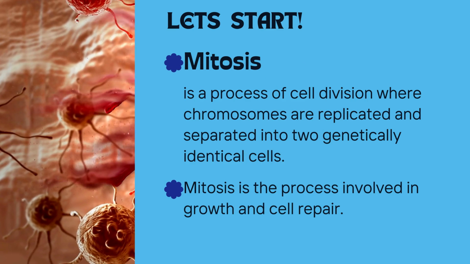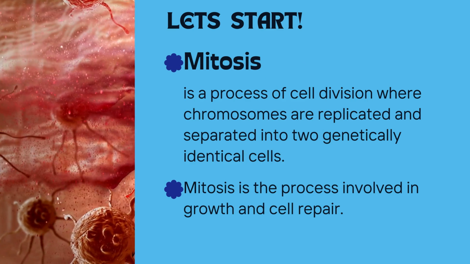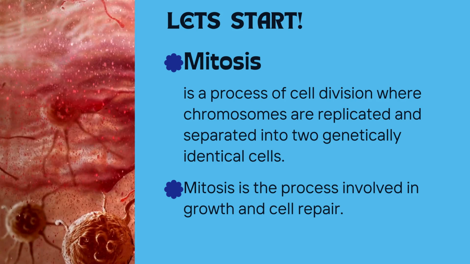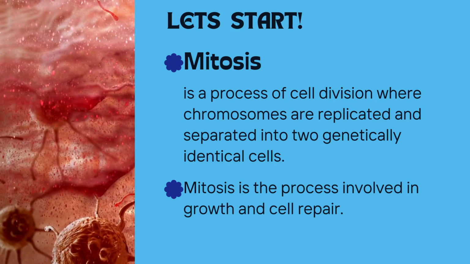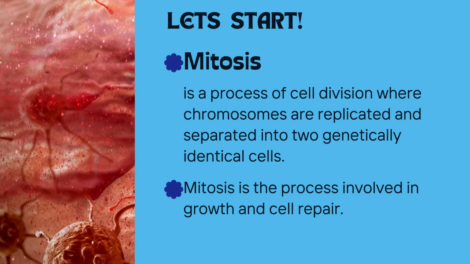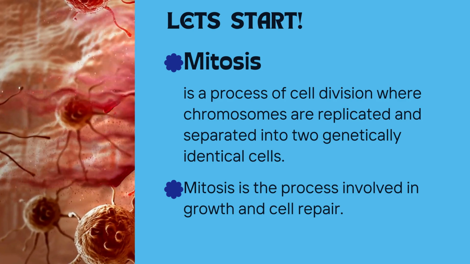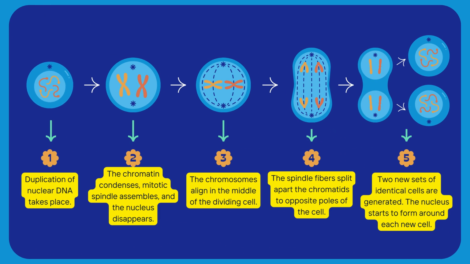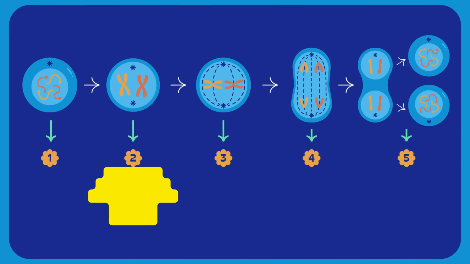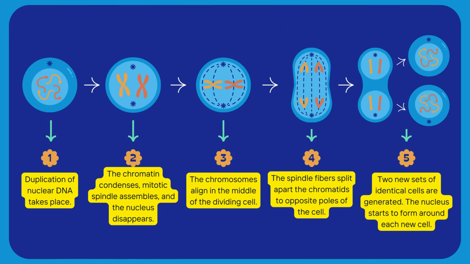Let's start. Mitosis is a process of cell division where chromosomes are replicated and separated into two genetically identical cells. Mitosis is the process involved in growth and cell repair. In the first step, duplication of nuclear DNA takes place. In the second step, the chromatin condenses, mitotic spindle assembles, and the nucleus disappears.